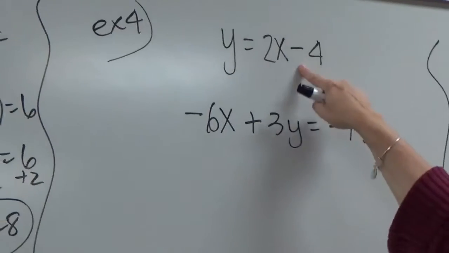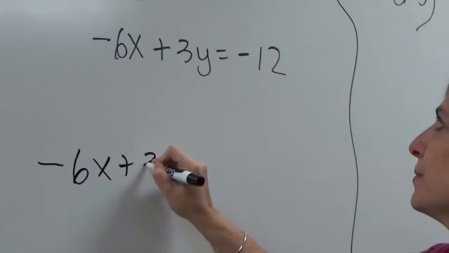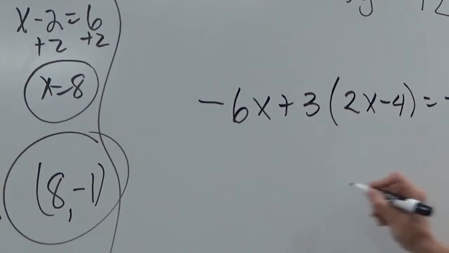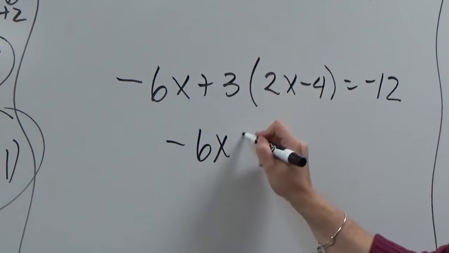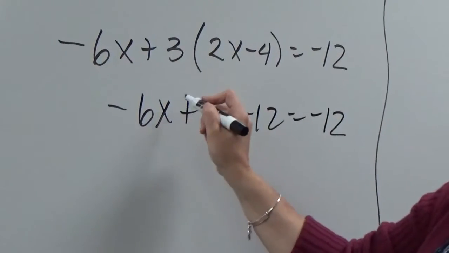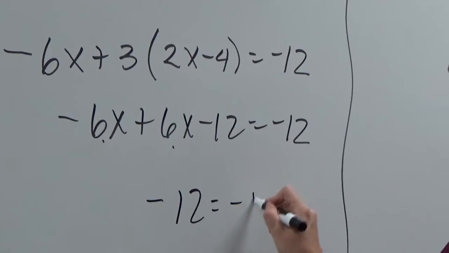Okay. This is nicely already in this form. Let's just substitute it in here. Negative 6x plus 3 times 2x minus 4 equals negative 12. Negative 6x, distribute, plus 6x minus 12 equals negative 12. Negative 6x plus 6x is 0x. I get negative 12 equals negative 12.